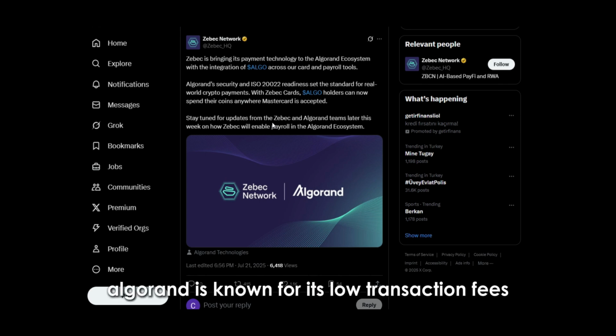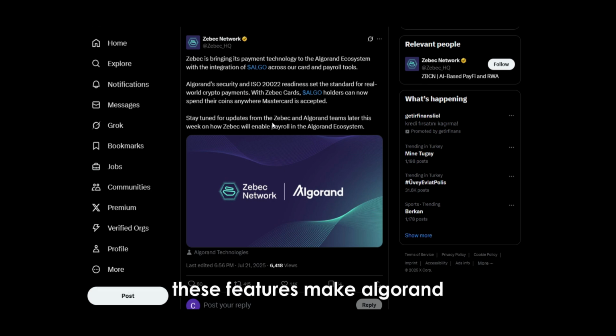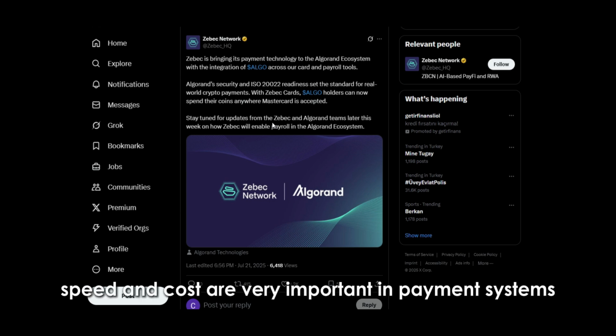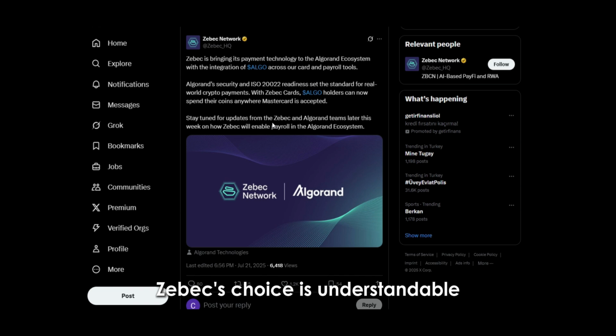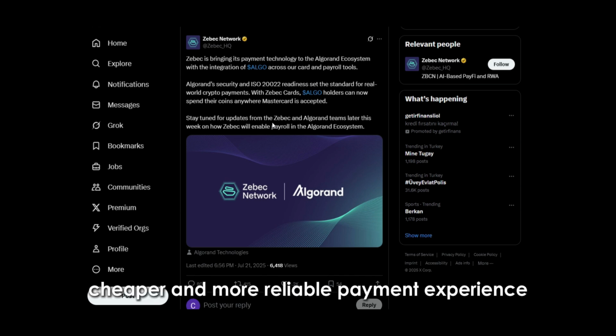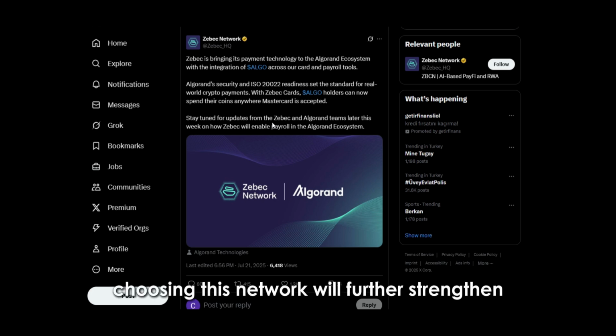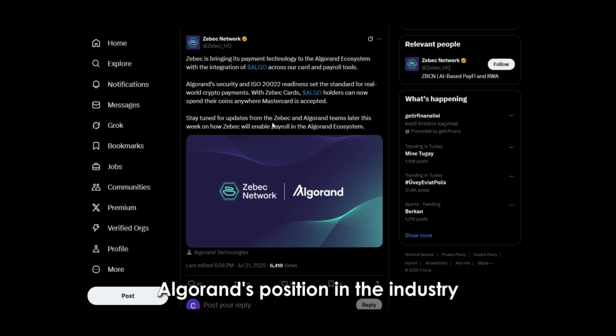Algorand is known for its low transaction fees, fast confirmation times, and eco-friendly design. These features make Algorand an ideal platform for daily use. Since speed and cost are very important in payment systems, Zebec's choice is understandable. This way, Zebec can offer its users a faster, cheaper, and more reliable payment experience. This development also increases trust in the Algorand network and expands its use cases. Thus, Algorand is beginning to stand out not only with its technical features, but also with real-world applications. Innovative projects like Zebec choosing this network will further strengthen Algorand's position in the industry.